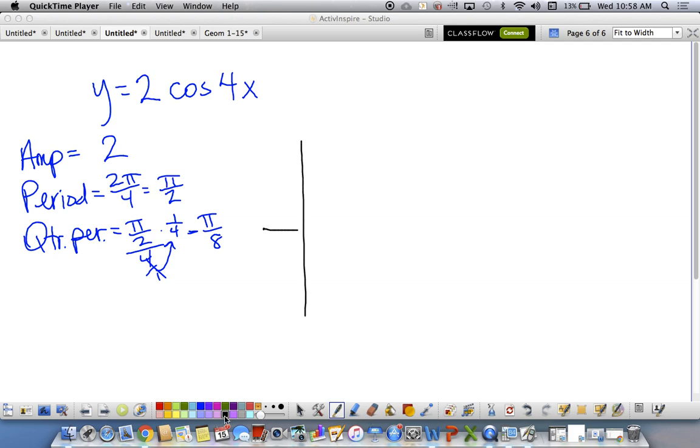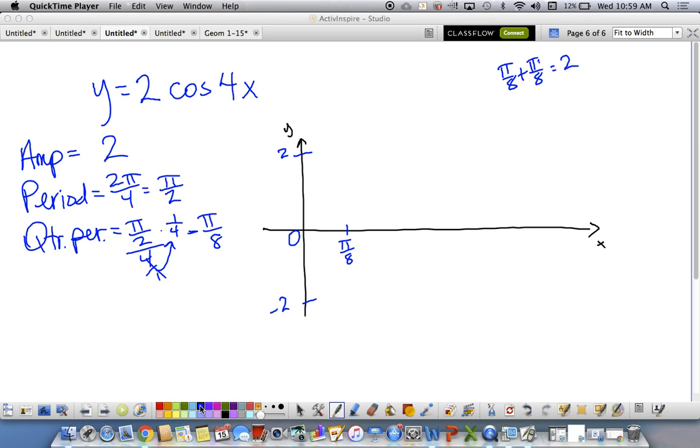So can we graph? What are we going up to? What are we going down to? 2 and -2. Our x values, where are we starting? After 0, where are we starting? Pi over 8. Do we need to go and add? Pi over 8 plus pi over 8 equals 2 pi over 8, which is pi over 4. Pi over 4 plus pi over 8.